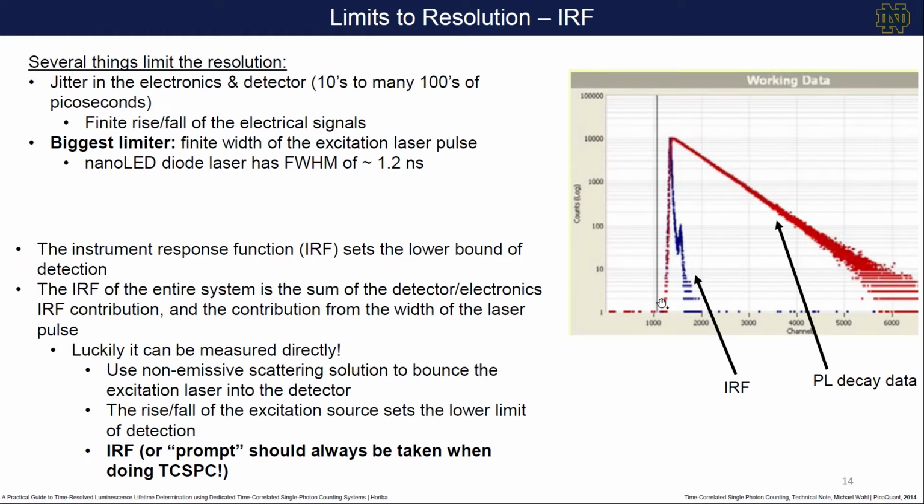So typically what you'll do is after you get your PL decay data, so that's what's shown here, this would be the data from your actual sample, you'll take your sample out of the chamber and then put in your scattering solution, and then make the detector just look at, in our case, the 371 nanometer laser scatter, and that'll be this blue trace here.